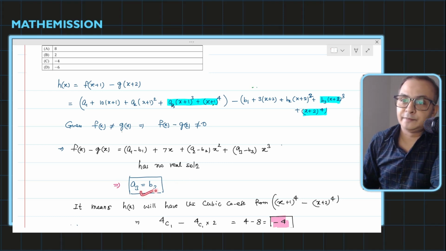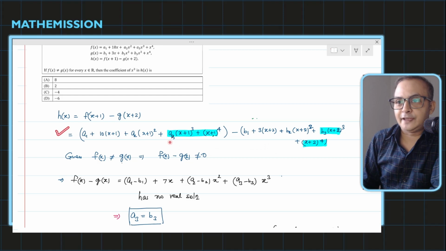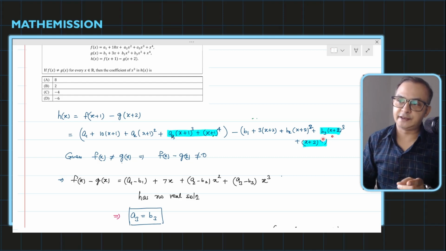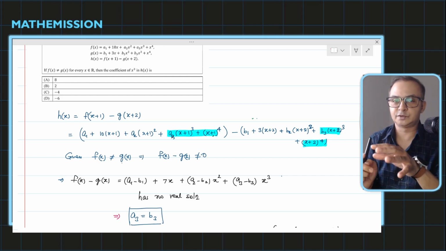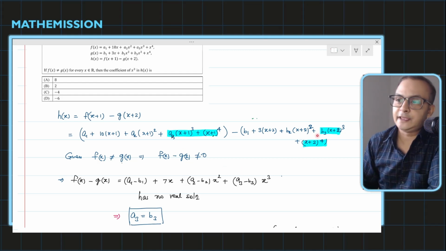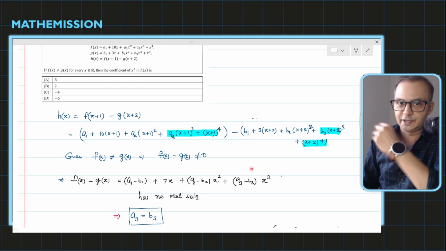Therefore, A3 and B3 must be equal, and from there, in this original expression of h(x), with A3 and B3 equal, this whole term will get cancelled in terms of x cube. I'm saying if you expand it, you get x cubed with A3 here and x cubed with B3 here, which were originally the terms contributing to the coefficient of x cube. But since A3 and B3 are equal, they are no longer in this expression which contributes the coefficient of x cube.